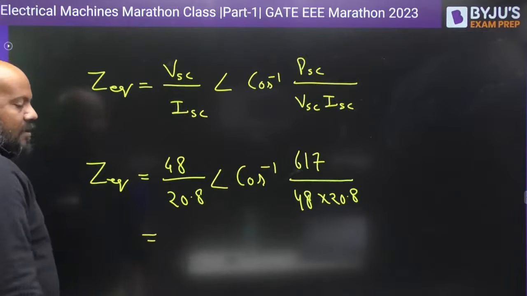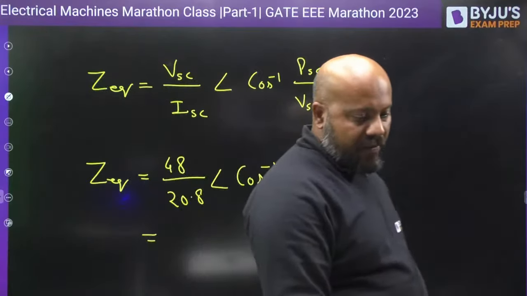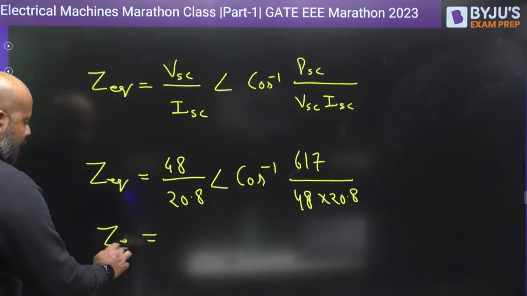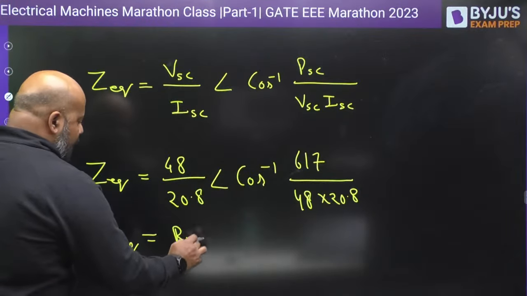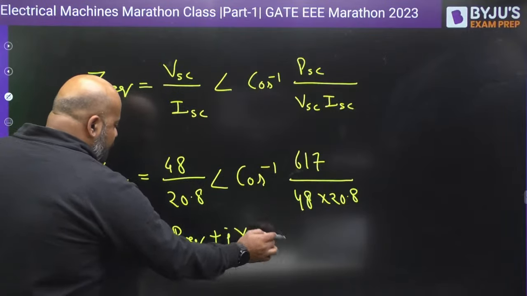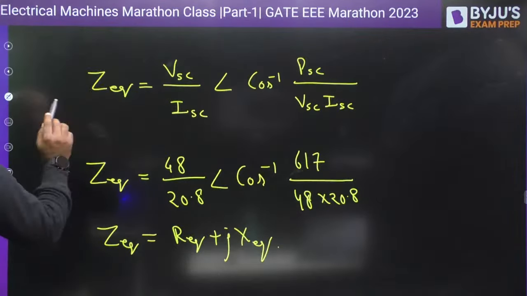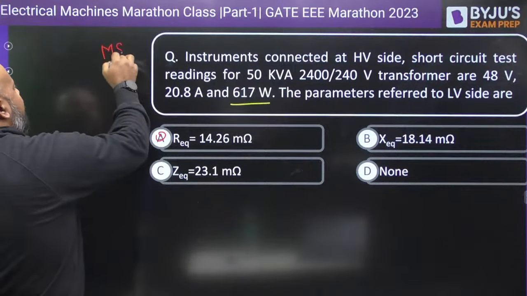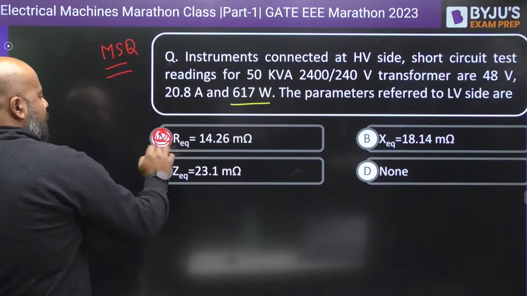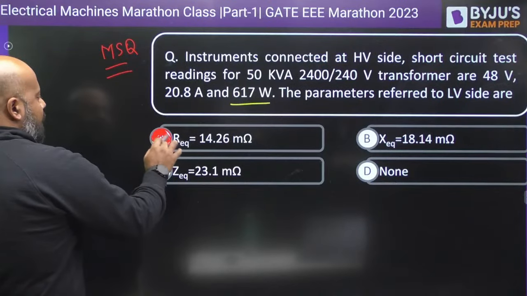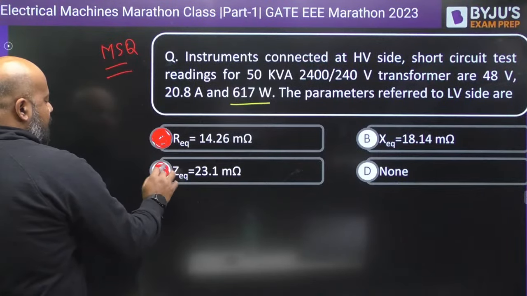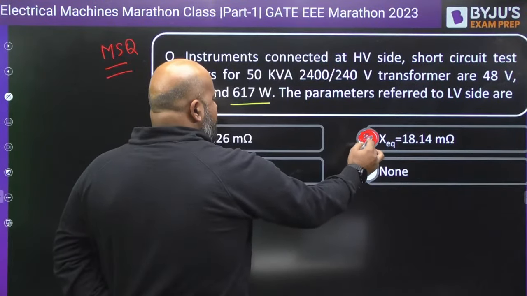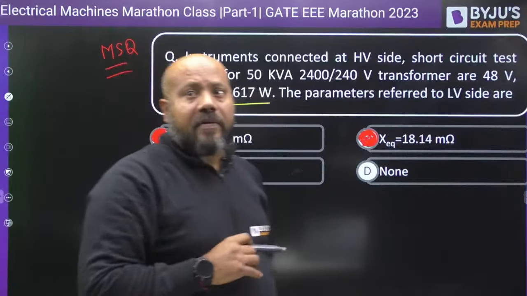So if you solve this, I don't have a reference, you have to solve it. You can find Z equivalent, that you can write as R equivalent plus j X equivalent, real and imaginary part. You will get all the values. If you cross check this, I think there is also a multiple select question. So you must be getting R equivalent, Z equivalent and X equivalent, all these values. Just cross check these values. This is one shortcut way of doing the same problem that we have done earlier.